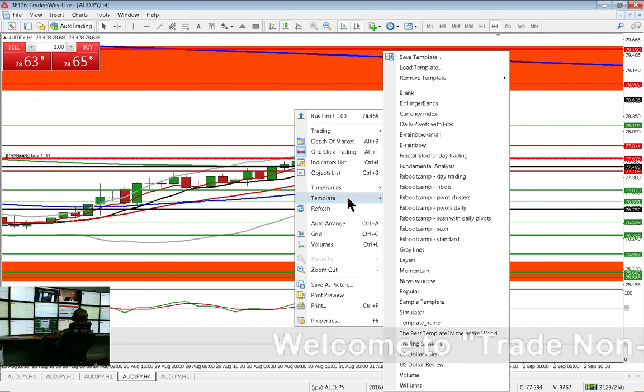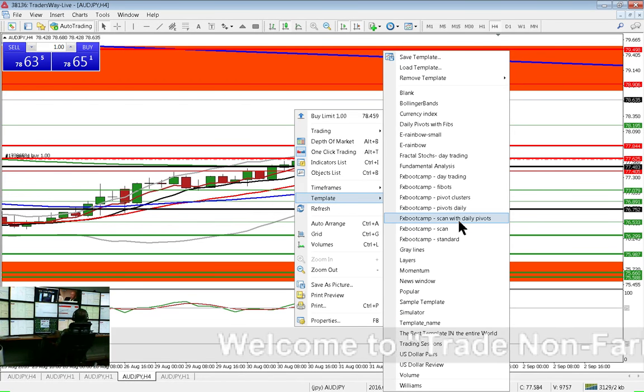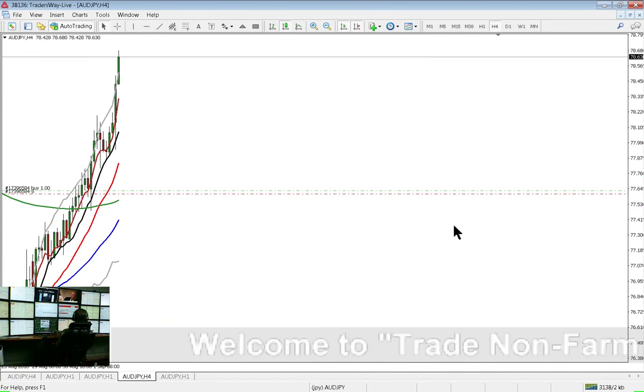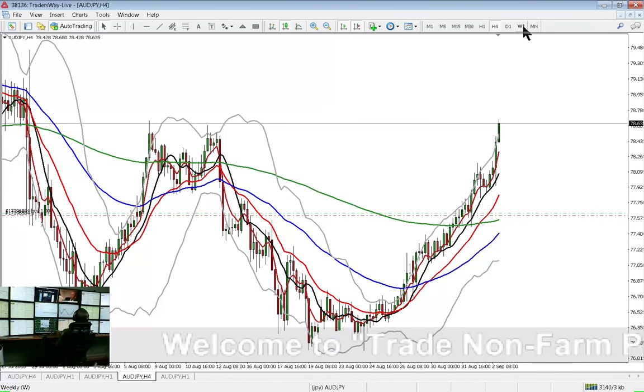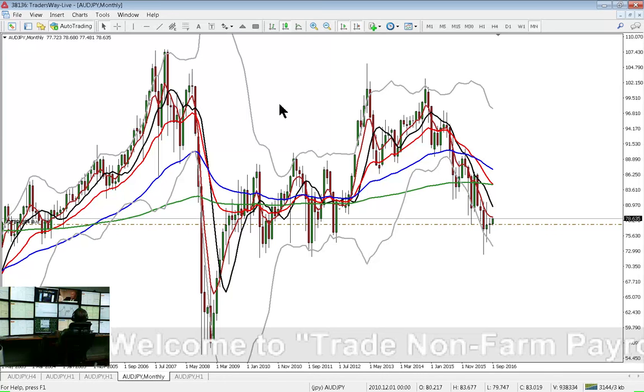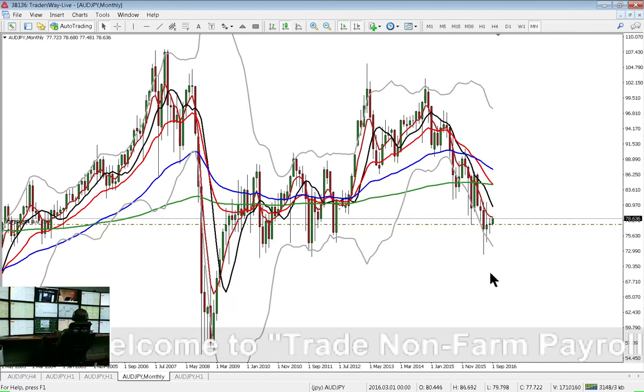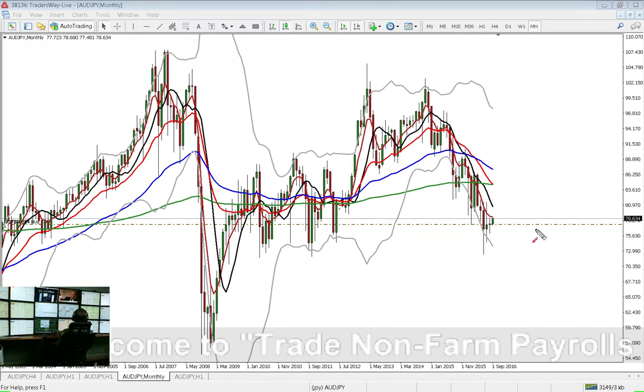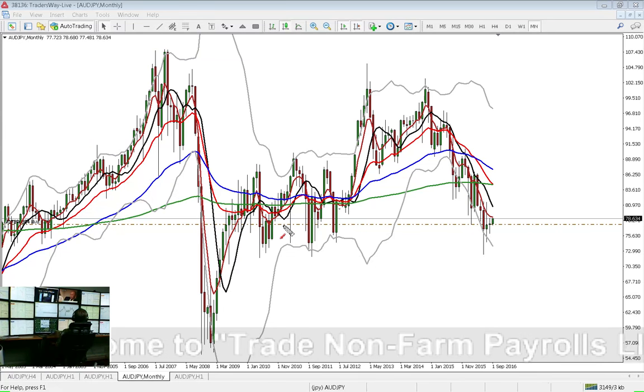Let's get rid of the pivots now. Scan. Just scan. Let's do the scan here, going out to monthly. Okay, monthly here doesn't do it for me.